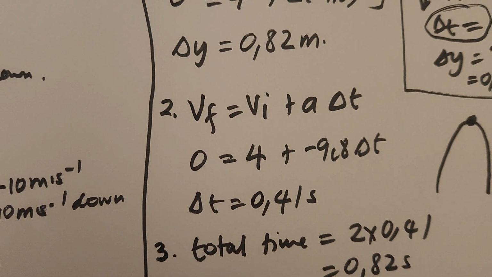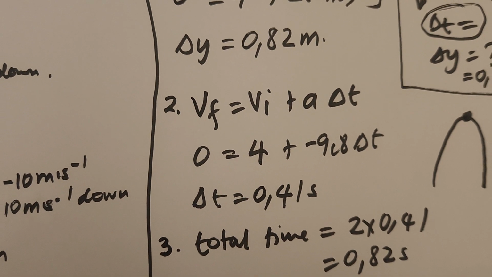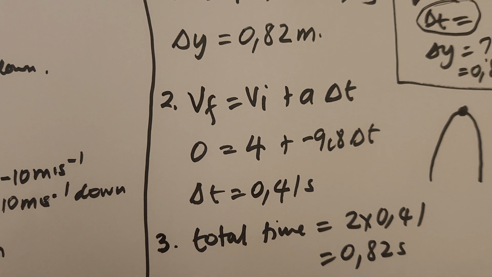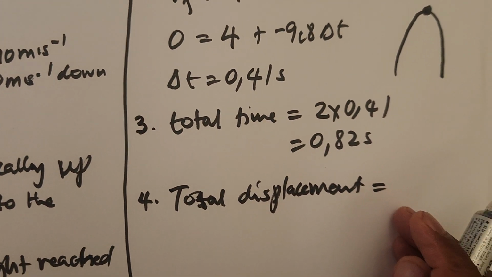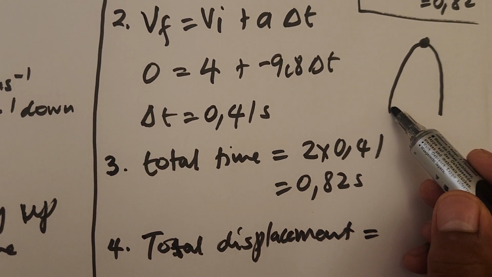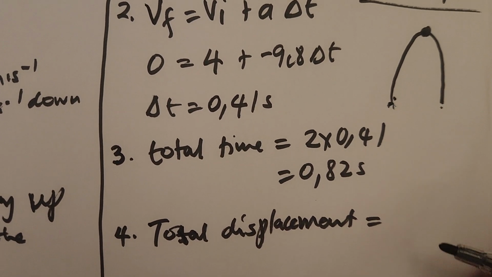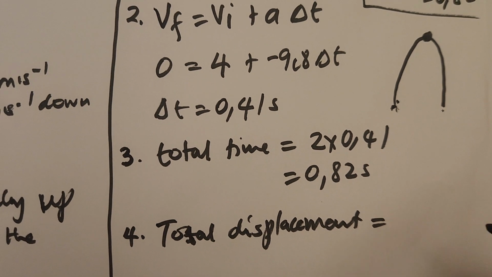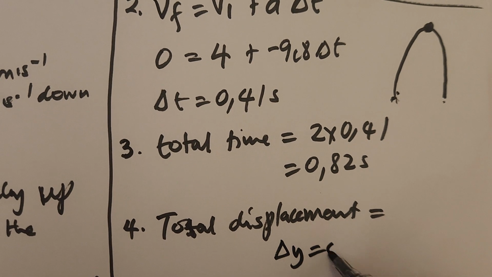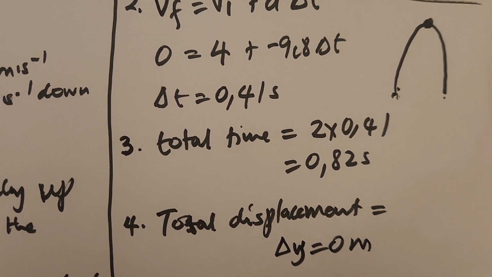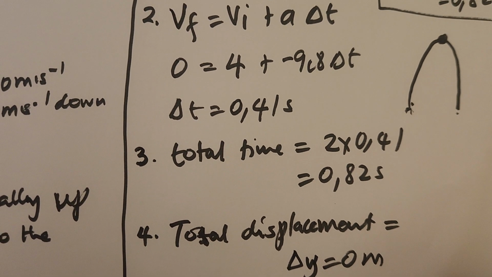And then the last one, they say calculate the total displacement. Total displacement. Remember, displacement by definition is the straight line drawn from the starting point to the final point. In this case, now the ball has already returned to the same thrower's hand. Therefore, the displacement of the ball, delta y, would be 0 meters. So that will be the delta y for this question.